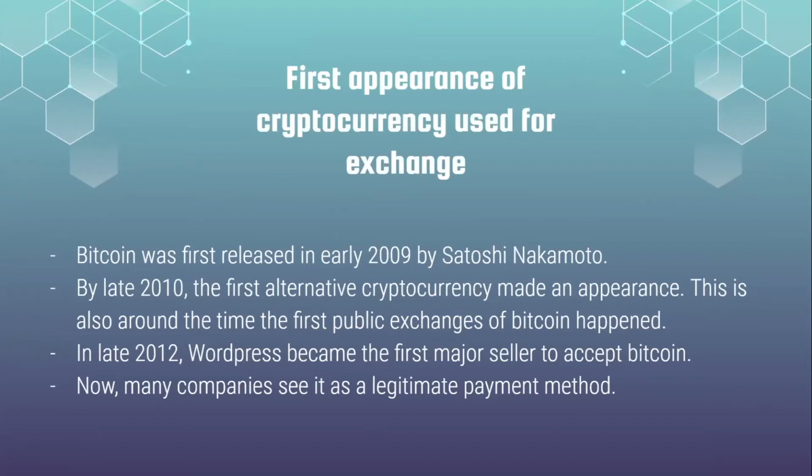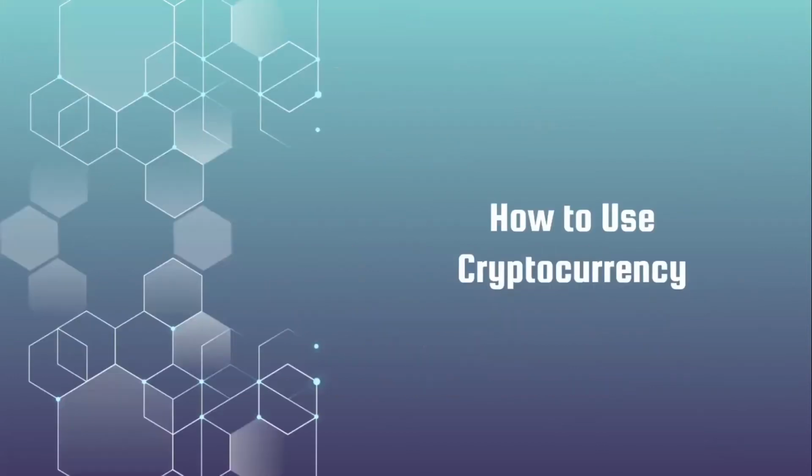And then by late 2010, the alternative cryptocurrency made an appearance. This is also around the first time the first public exchanges of Bitcoin happened. In late 2012, WordPress became the first major seller to accept Bitcoin. Now, many companies see it as a legitimate form of payment. So, now let's get into how to use cryptocurrency.